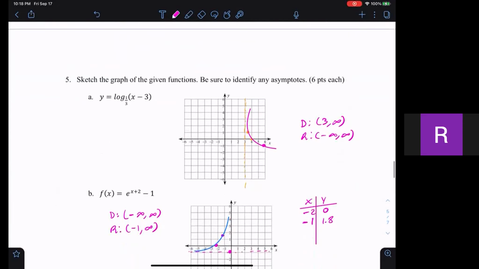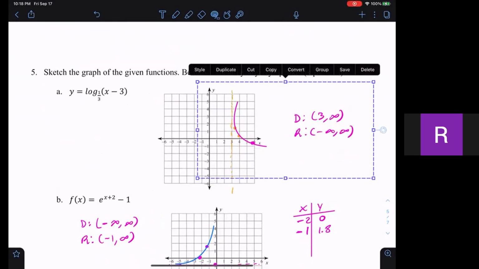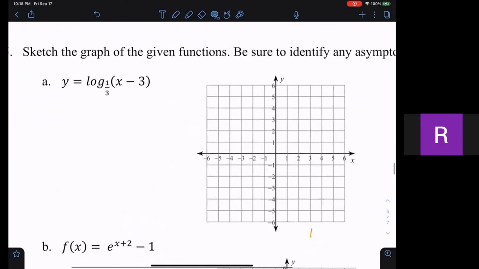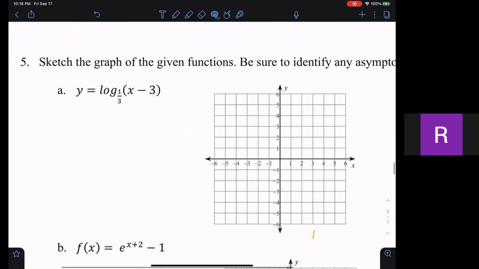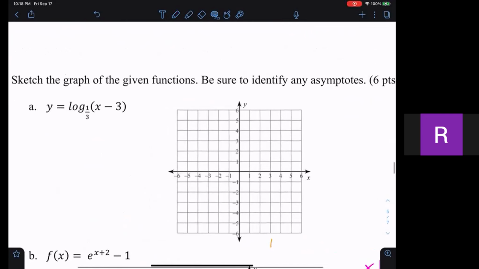Okay, this is just graphing, right? More graphing. Okay, let's do this from scratch. Here they say sketch the graph of the given function. Be sure to identify any asymptotes. So this is a logarithm function, right? A logarithm function has vertical asymptotes, okay? So now you need to find the vertical asymptote.